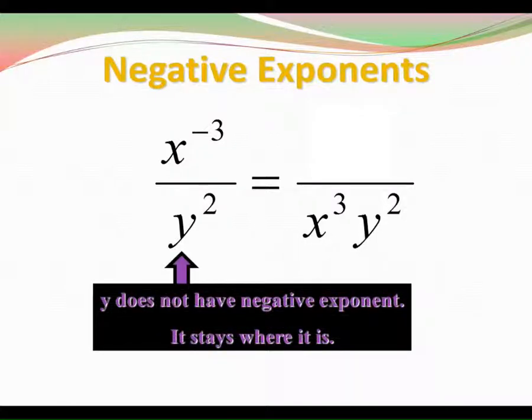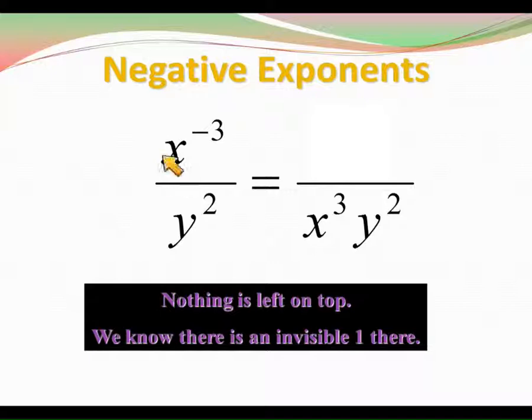Now the question is, what's left on top of the fraction? Is it a 0 or is it a 1? If it was a 0, 0 divided by anything is 0, and I don't know this equals 0. What we're left with up top, if we've moved everything down, is a 1. It's kind of like we're dividing this by x to the negative 3, so we're left with 1.